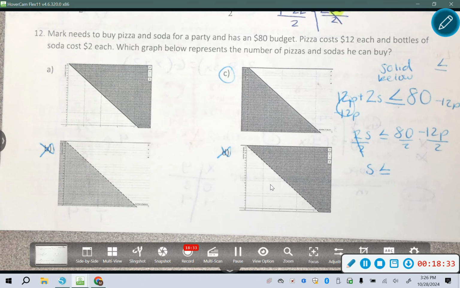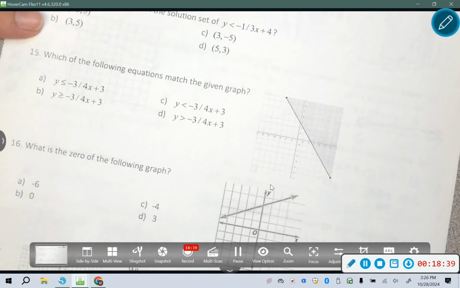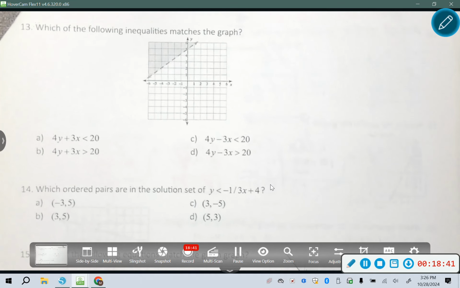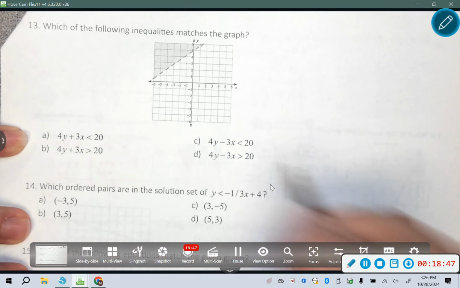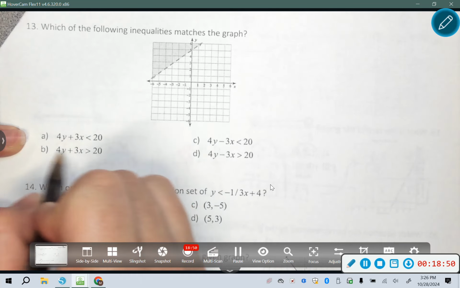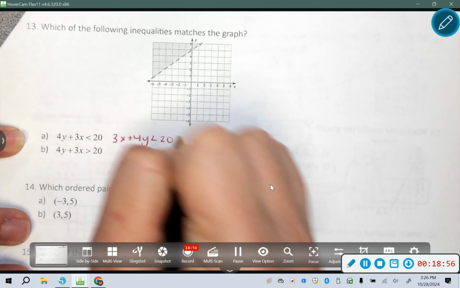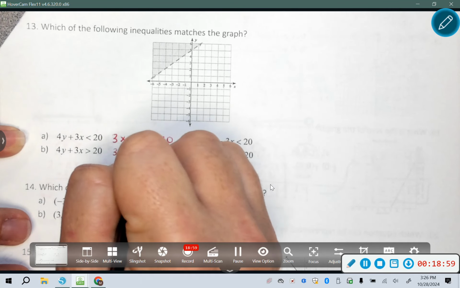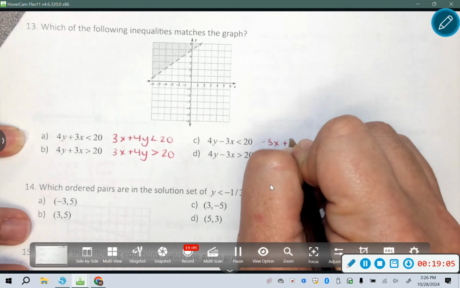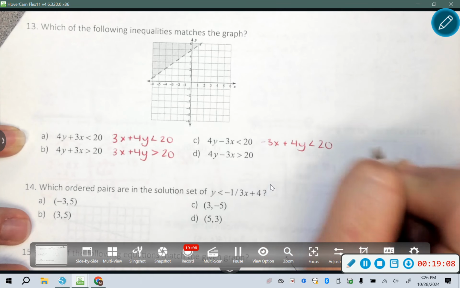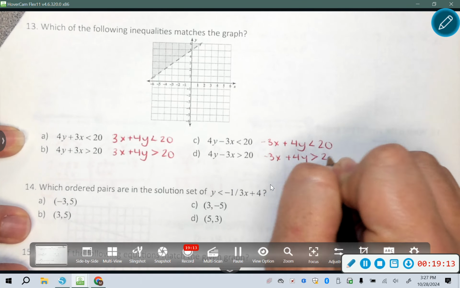Okay, so we're looking at number 13. So this one says, which of the following inequalities matches the graph? Well, I want you to realize it's a dashed line. None of them have an equal to, so I can't cross anything out yet. And I also want you to realize they're backwards, so I'm going to rewrite them. This is 3x plus 4y is less than 20. 3x plus 4y is greater than 20. Negative 3x plus 4y is less than 20. Negative 3x plus 4y is greater than 20.